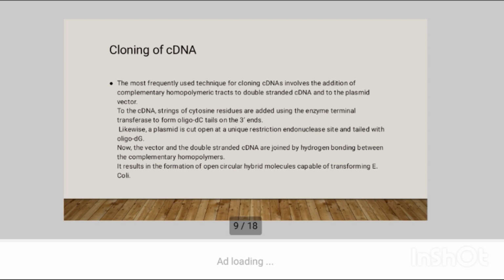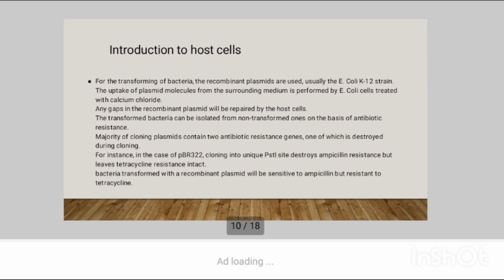The result is the formation of open circular hybrid molecules capable of transforming E. coli. Introduction to host cells. For the transformation of bacteria, the recombinant plasmids are usually used in E. coli K12 strains. The uptake of plasmid molecules from the surrounding medium is performed by E. coli cells treated with calcium chloride. Any gaps in the recombinant plasmid will be repaired by the host cells.